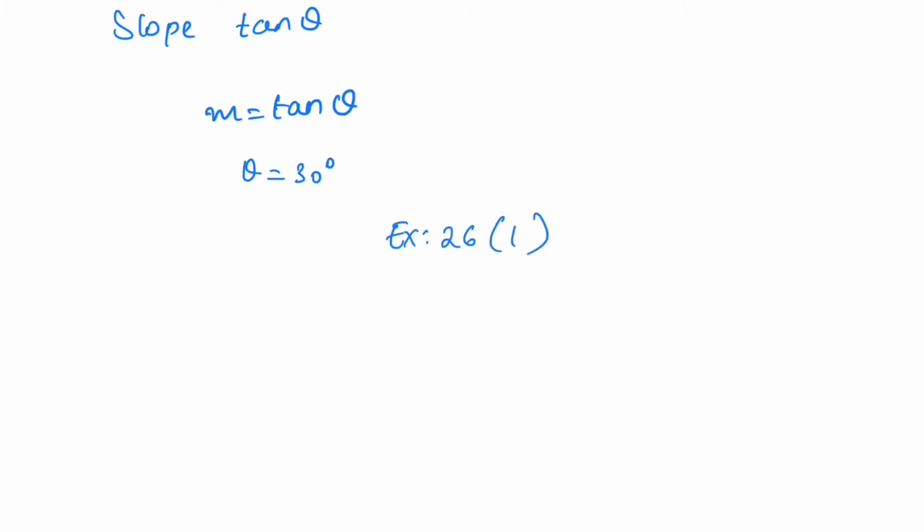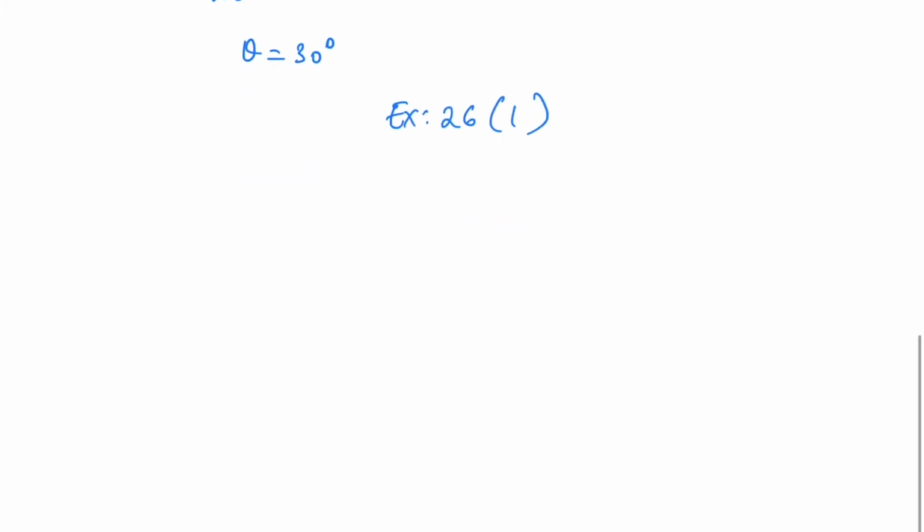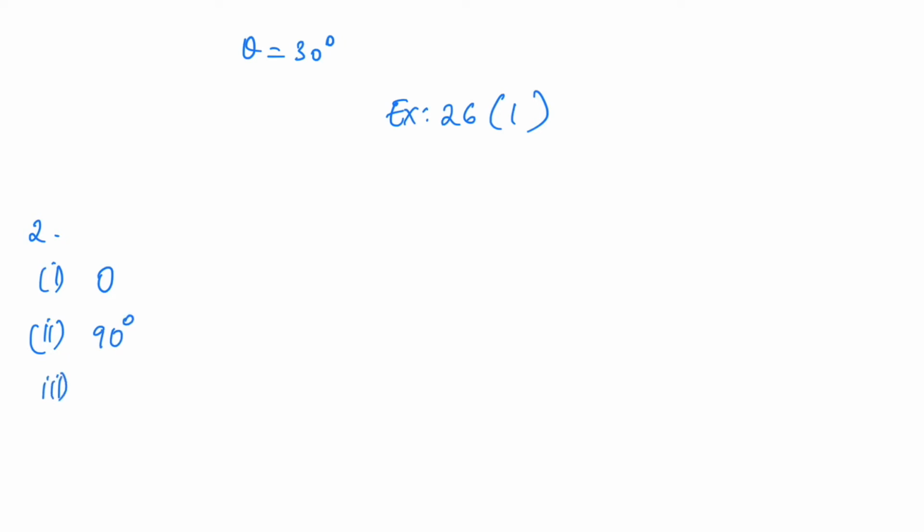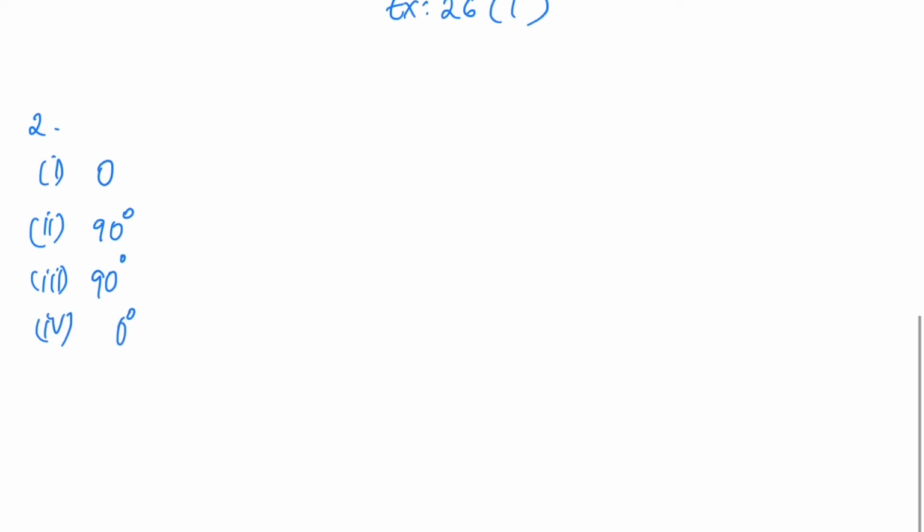Coming to the first main, there are figures. So try doing it yourself. If you're not getting it, we shall discuss it later. Now coming to the second main. Write the inclination of the line which is parallel to x-axis. Parallel to x-axis, the inclination will be 0. Second one, perpendicular to x-axis is 90 degrees, parallel to y-axis again 90 degrees, perpendicular to y-axis will be the x-axis, that is 0 degrees.